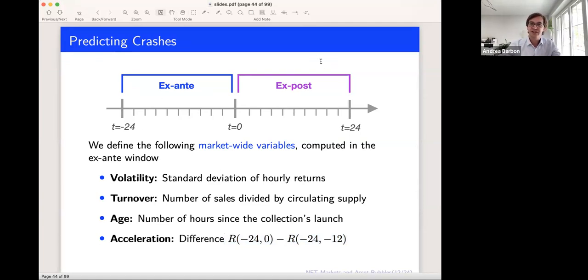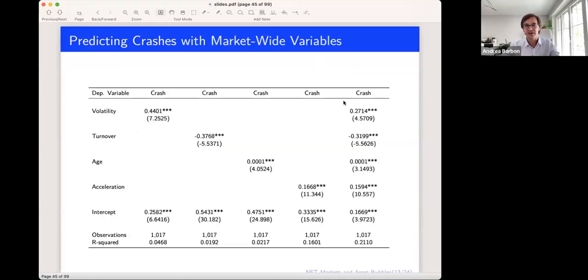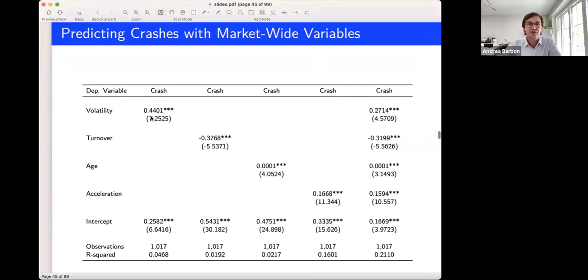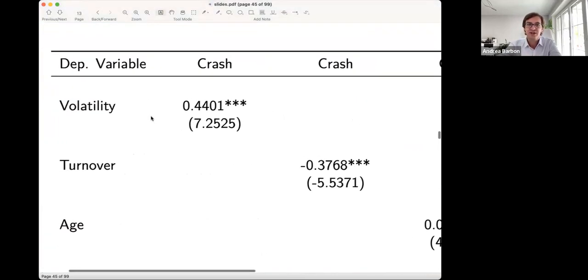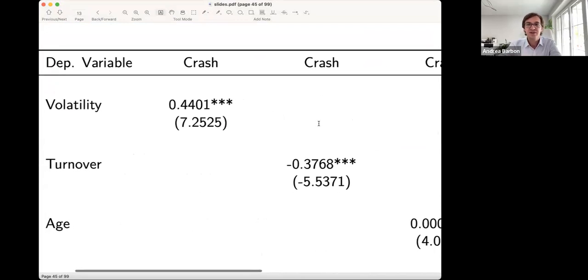or negative actually. All right, so if we put all these variables into a regression, and the dependent variable is the return ex ante, or actually just a dummy indicating crash events, this is what we find. Okay, so volatility is positively associated with crashes. Okay, so the probability of a crash is increasing in volatility, and it is instead decreasing in the turnover. Okay, so the higher the turnover, the less likely it is that a crash will materialize.